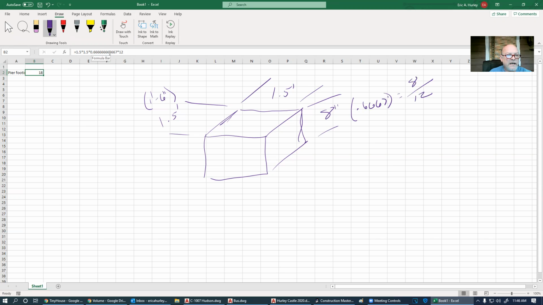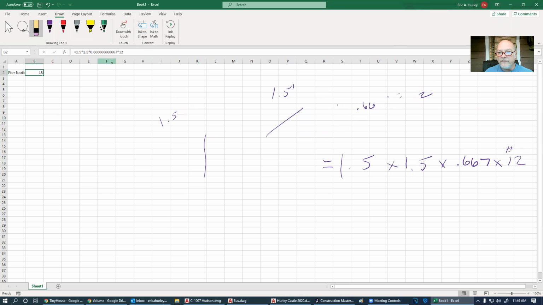Then we've multiplied 1.5 times 1.5 times the 0.667, and then I counted them up and we've got 12 of them. So I'm going to multiply that times the number, which is 12. And always when you start your cell, start with equals, so it'll do all this multiplication for you without having to do a whole bunch of work. All right, so let's continue on.